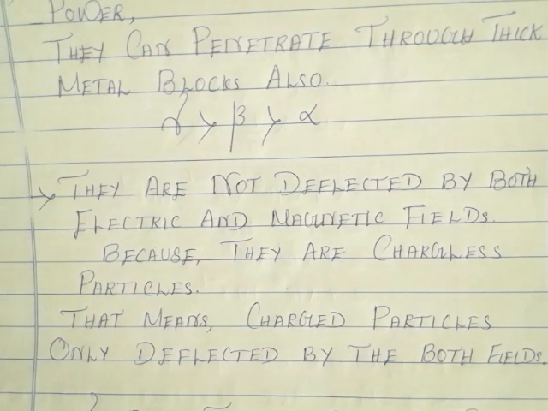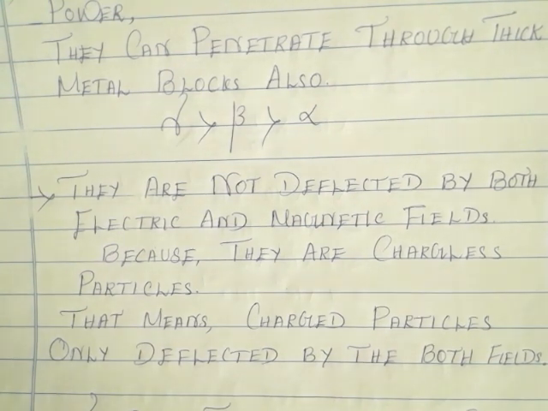Listen here. The gamma radiations are not deflected by electric and magnetic fields or any other fields because they are chargeless particles. That means only charged particles are deflected by electric or magnetic fields. Chargeless particles are not deflected by any fields. That is why gamma radiations are not deflected by electric and magnetic fields.